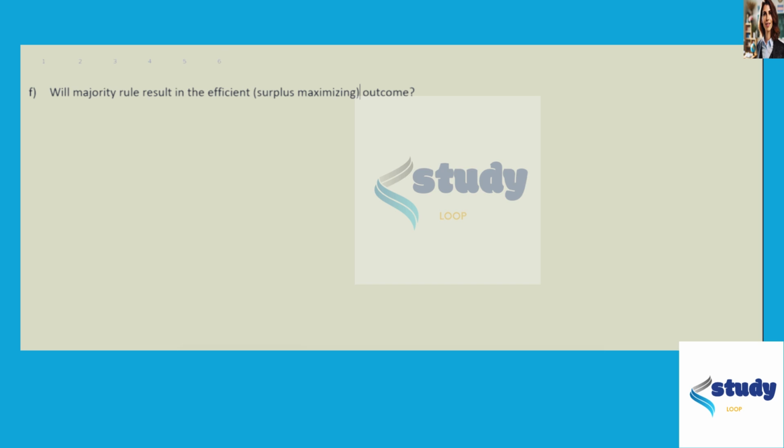And then the very last part of the question asks, will majority rule result in the efficient or the surplus maximizing outcome? And that answer again is no. And we saw that in parts A and D of this question, where the efficient and the surplus maximizing outcome was 3, but our voting results in an outcome of 2.